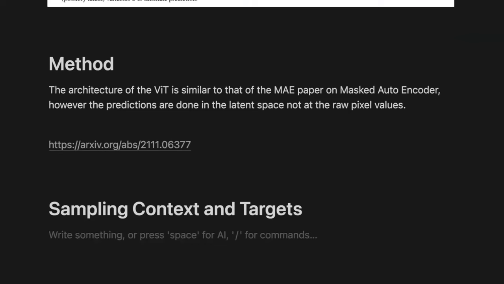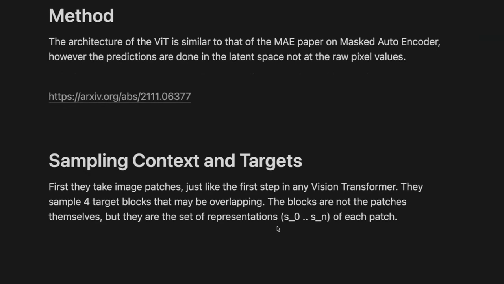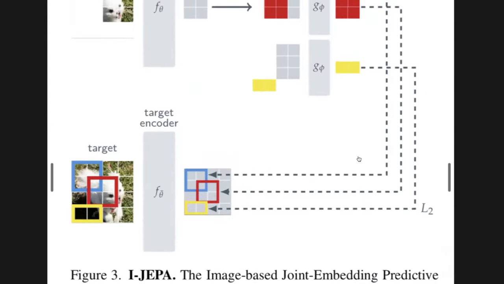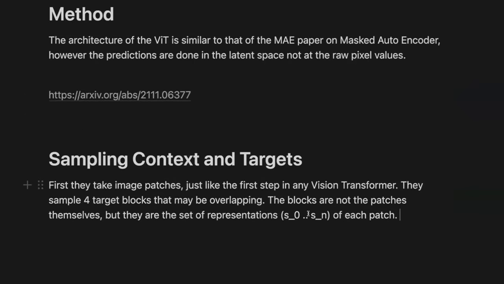And then the next step within here is how do we sample the targets and how do we sample the context? So first they start by taking all of the patches of the image. So if you have like a 224 by 224 image, or maybe this one's like 128 by 128, and you pick a patch size, usually it's like 16 by 16 or 14 by 14, you'll patch up the image. And then they start by taking four target blocks that may be overlapping.